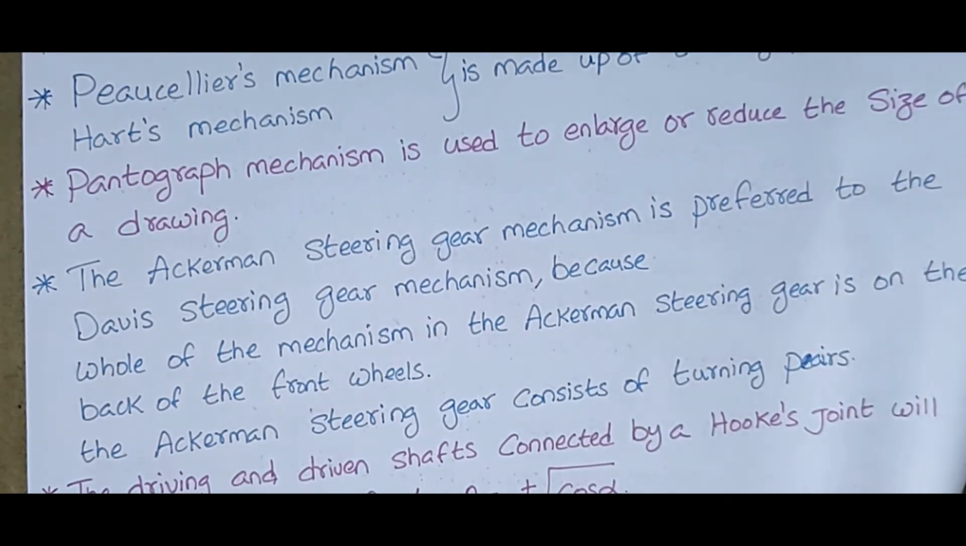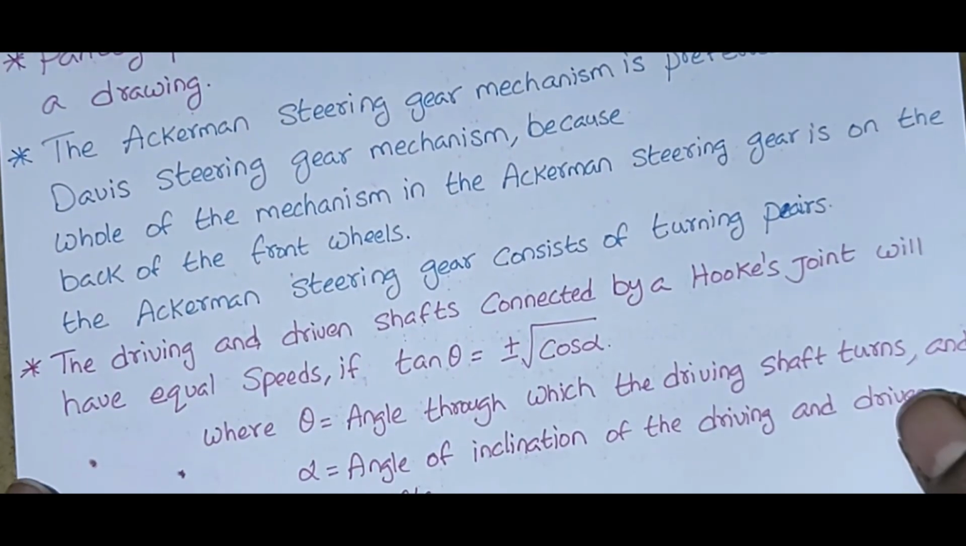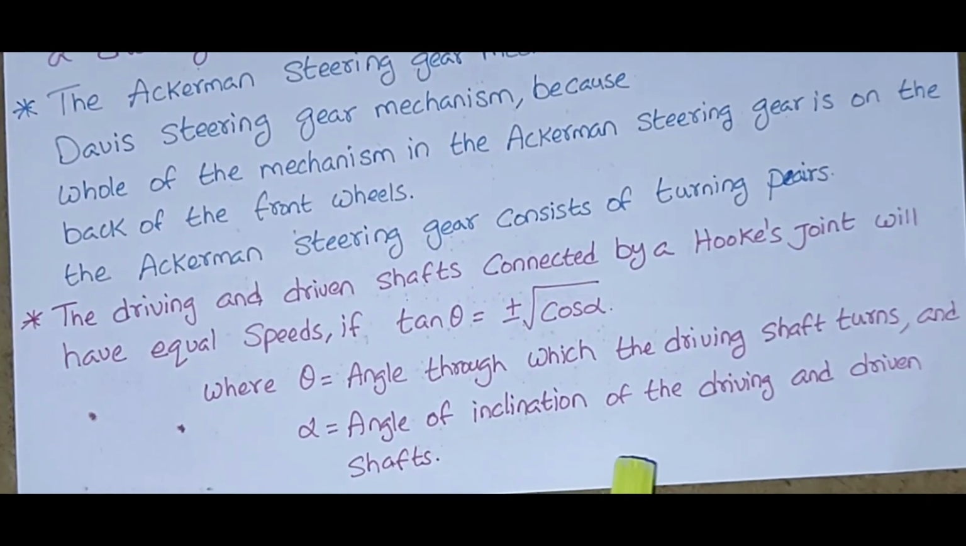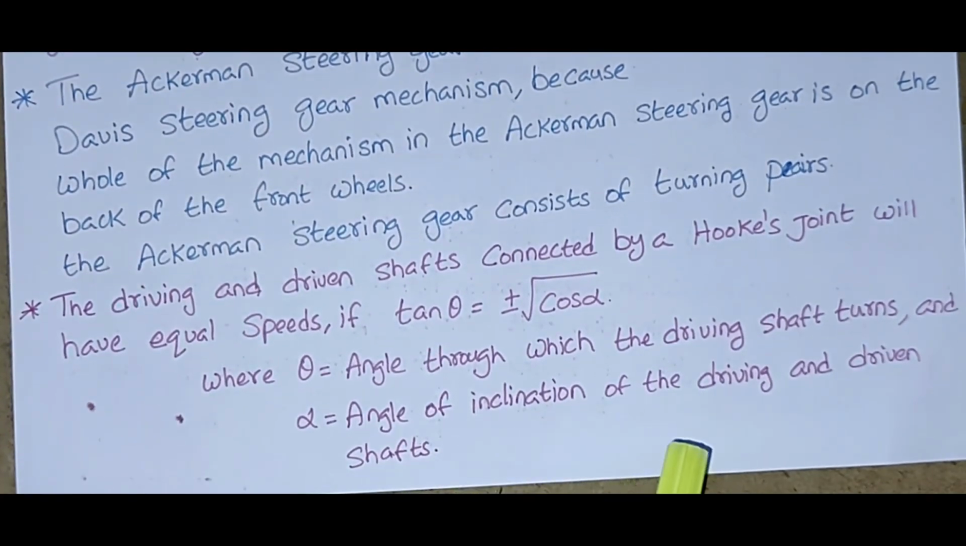Next, the driving and driven shafts connected by a Hooke's joint will have equal speeds if tan theta is equal to plus or minus root cos alpha, where theta is the angle through which the driving shaft turns and alpha is the angle of inclination of the driving and driven shafts.